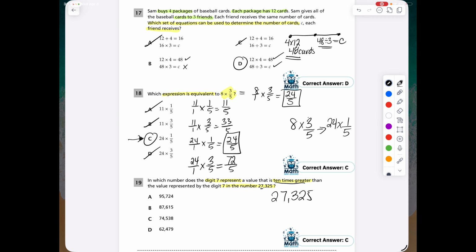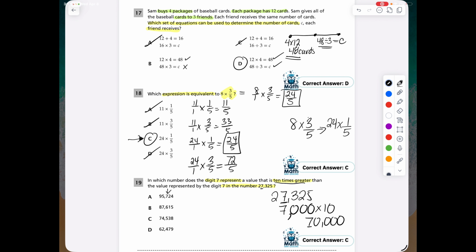So this 7 is worth 7,000. Doesn't look like a cute 7. Let's make it a little cuter. There we go. 7,000. And I want to know which 7 is 10 times bigger. So if I multiply this by 10, I know I'm supposed to get 70,000. So I am looking for the number that has a 7 in the 10,000th place.